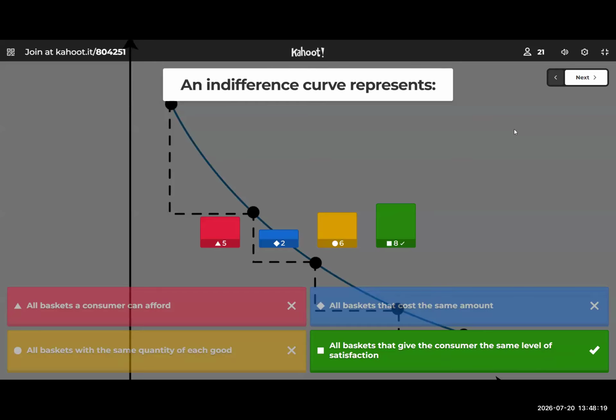Indifference curve: all baskets that give the consumer the same level of satisfaction, right? The same level of utility. Indifference curve is about satisfaction, utility.